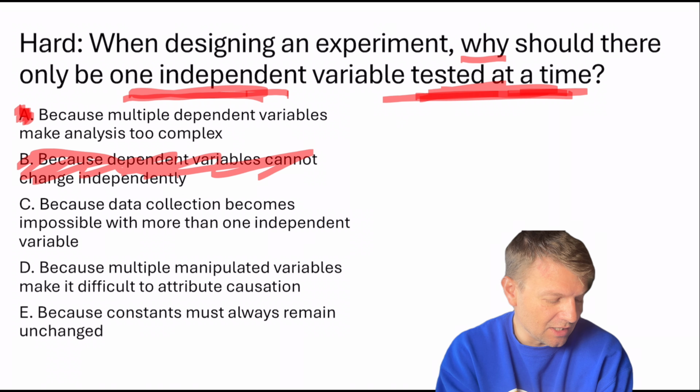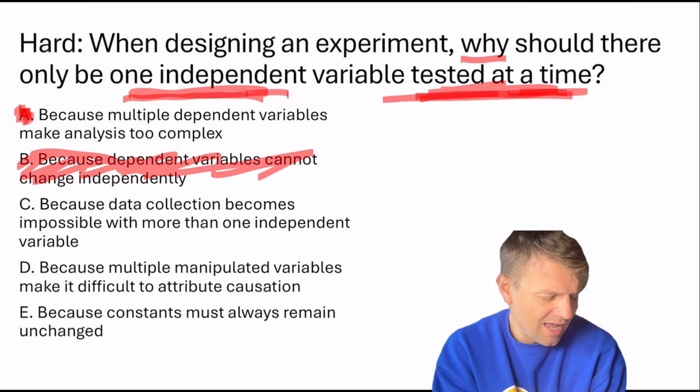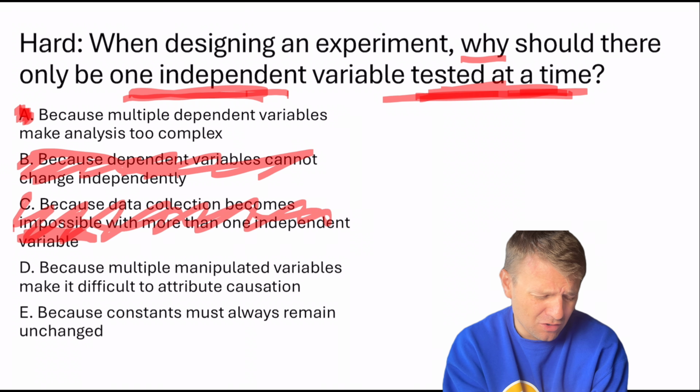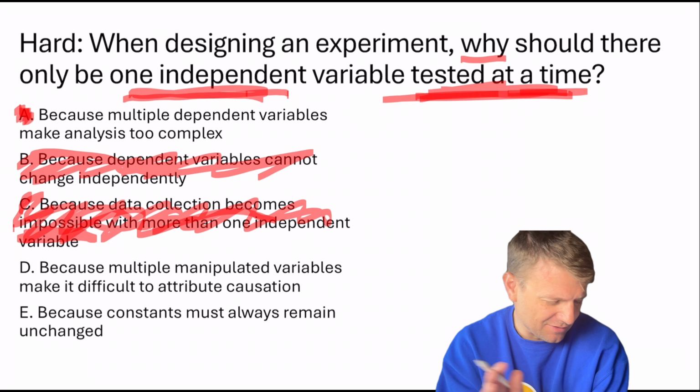C, because data collection becomes impossible with more than one independent variable. That word impossible is meh. I don't like this as an answer. It becomes harder if there would be more, but I don't like that as an answer.